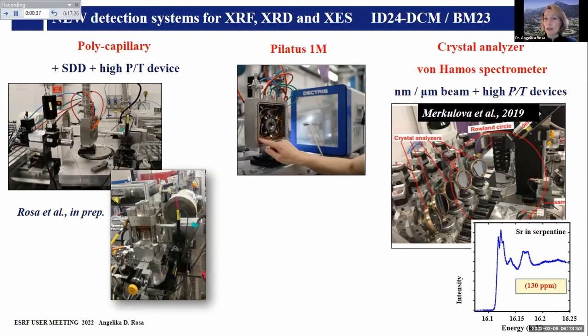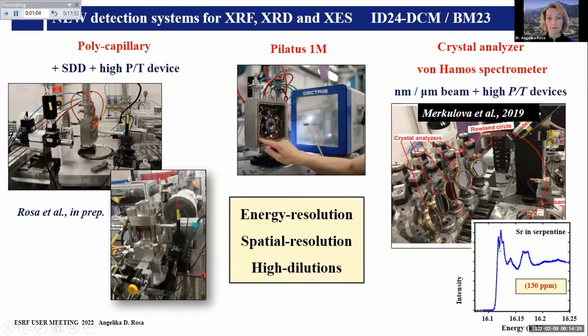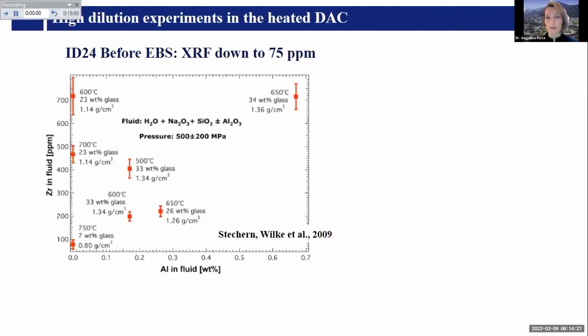We will also implement a crystal analyzer system that is implemented already at BM23 that will now be transferred to ID24. And a von Hamos system to combine a micron and a nanobeam with these X-ray emission spectroscopy probe techniques and high pressure, high temperature devices, which ultimately allows to study very highly diluted samples in an unprecedented way in terms of the electronic and atomic structure. So we will have a major gain in energy resolution, spatial resolution, and the dilutions that we can achieve.